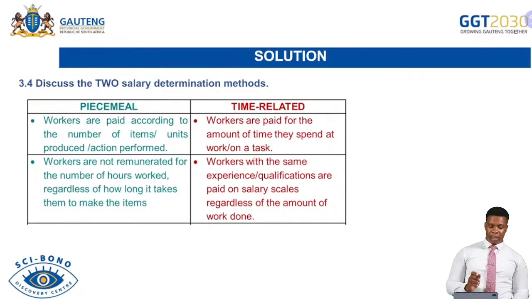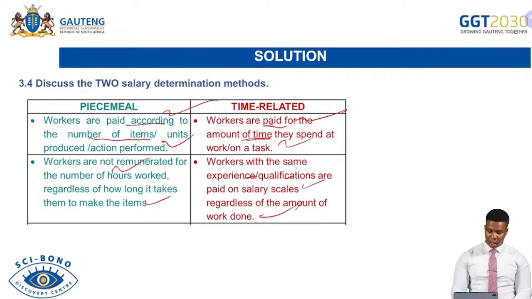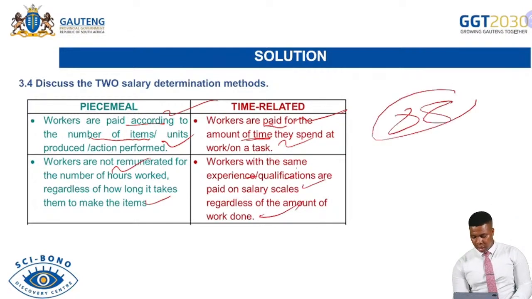And then there's the difference between salary determination methods, 2 marks for piecemeal, 2 marks, because piecemeal is paid according to the number of items. Here, with time-related, you are paid according to the time you spend on a work or task. Piecemeal workers are not remunerated for the number of hours worked, regardless of how long it took them to complete the item or task. And then here, workers with the same experience and qualifications are paid on a salary scale regardless of the work done. So that is 8.